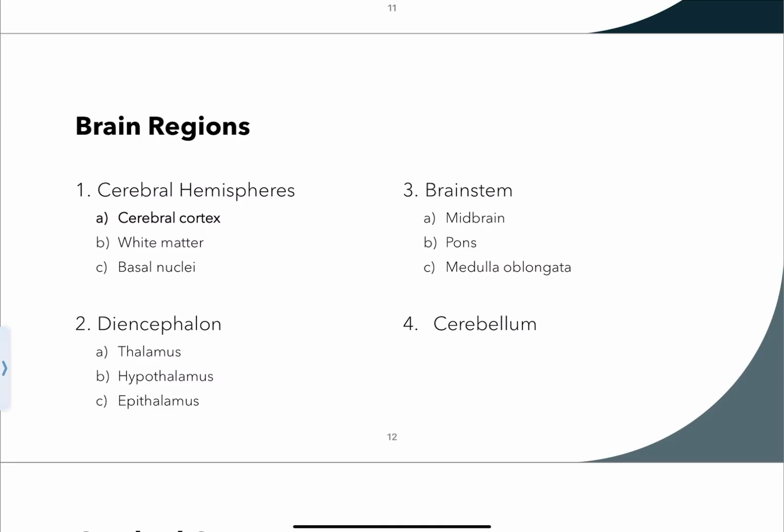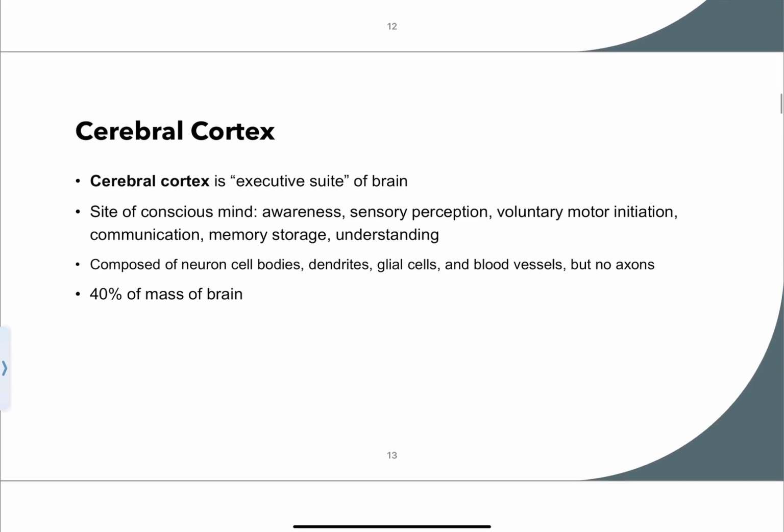So let's start with the cerebral cortex, which is, again, one of our components of our first brain region, which is cerebral hemispheres. The cerebral cortex is what we consider the executive suite of our entire nervous system or brain. Why? Because it is our conscious mind. It allows us to perceive and be aware, have sensory perception, and voluntary motor initiation for skeletal muscle that we talked about previously. It allows us to communicate, store memories, and understand what's going on.